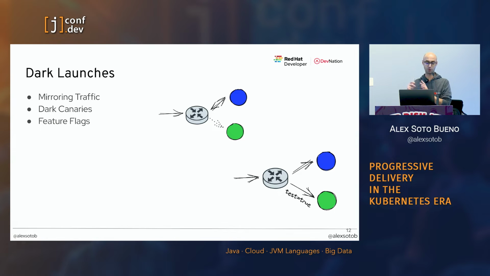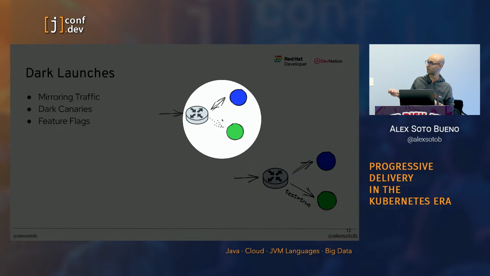thing that is called dark launches. Dark launches is a set of techniques that basically try to test your application in production, but the user will never notice that. Okay, and there are, as I said, a lot of techniques. For example, mirroring traffic.